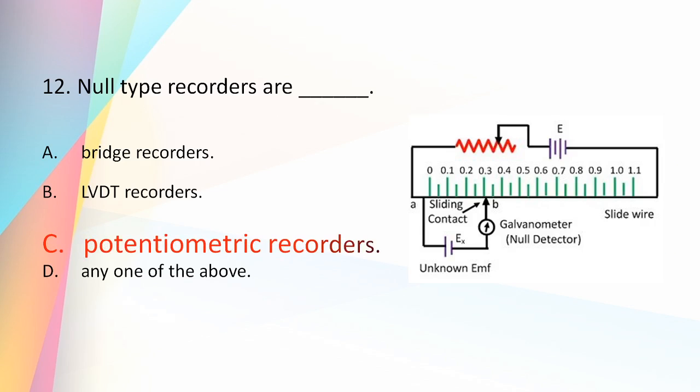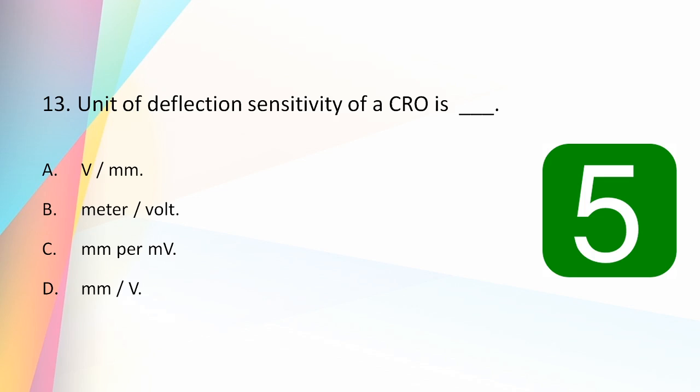The answer is potentiometric recorders. The recorder based on the working principle of self-balancing or null conditions is called a potentiometric recorder.